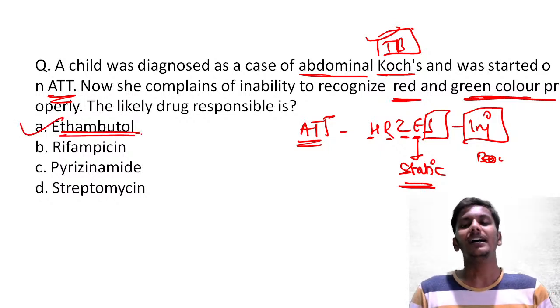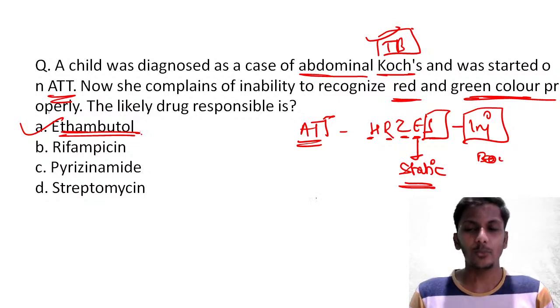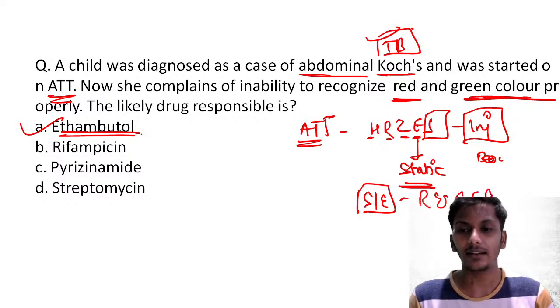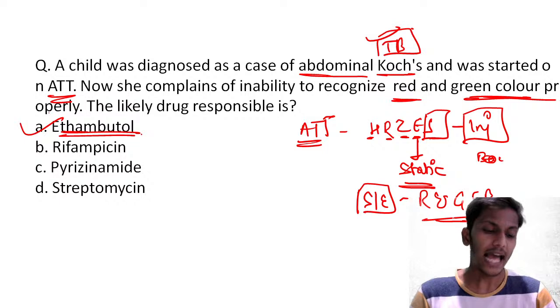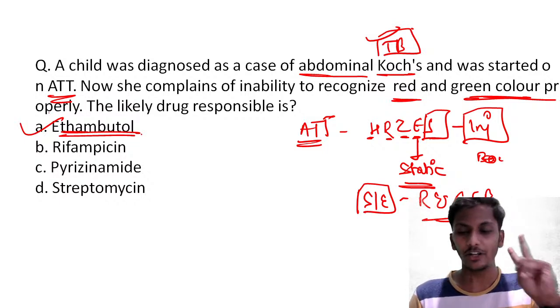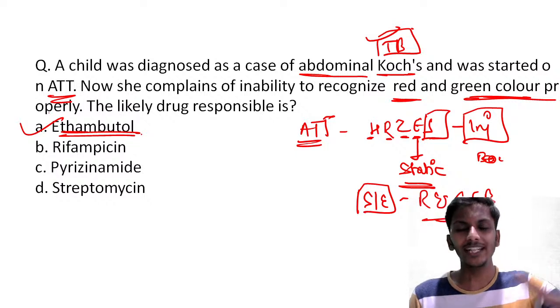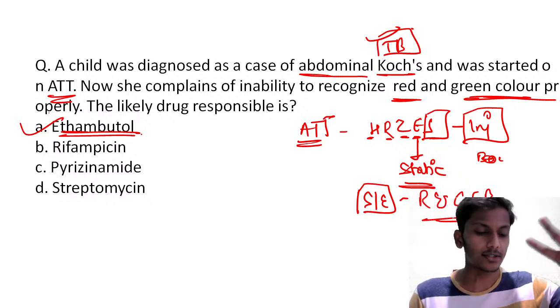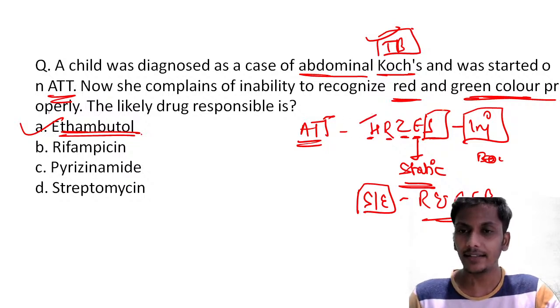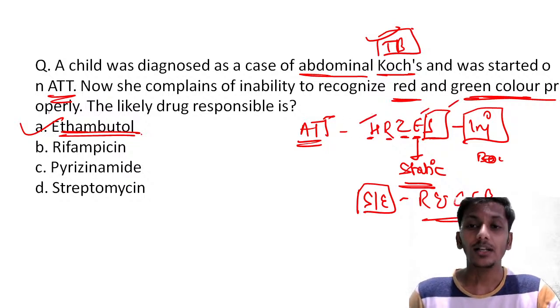So please remember, red-green color blindness is a very characteristic side effect seen along with ethambutol. Okay, these are the two most important points that you need to remember about ethambutol. That is, it is the only bacteriostatic drug, and second, it causes red and green color blindness. Okay, we have discussed isoniazid in detail, streptomycin, ethambutol.